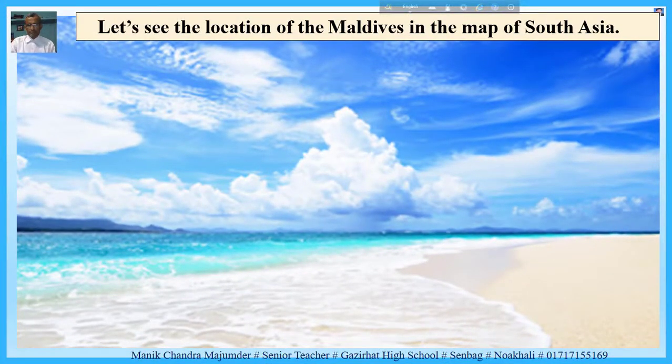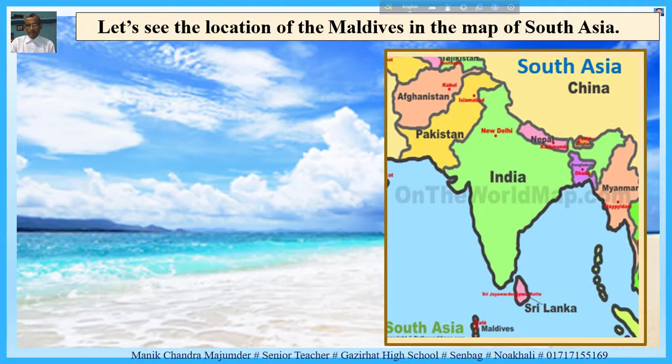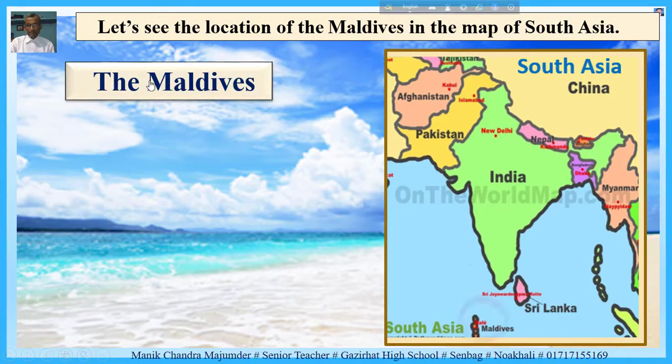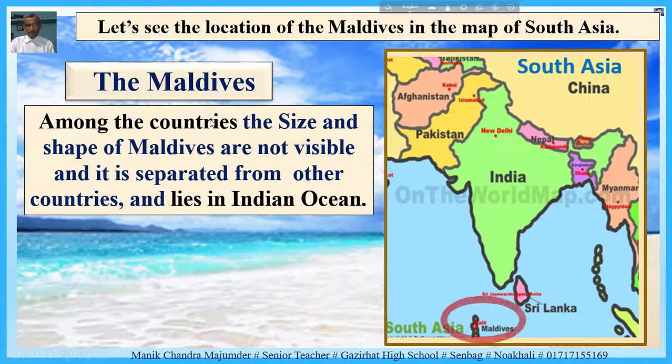Let's see the location of the Maldives on the map of South Asia. Learners, here is a map of South Asia. You can see the countries of South Asia, but the Maldives, among the countries of South Asia, its size and shape are not visible and it is separated from other countries and lies in the Indian Ocean.